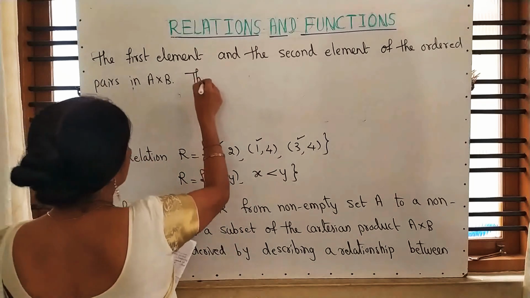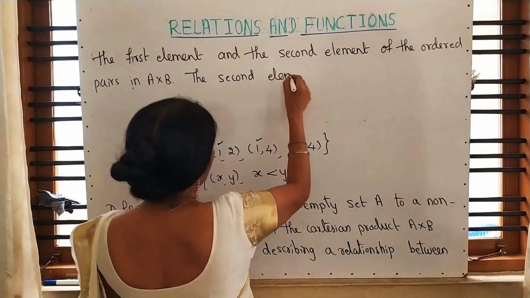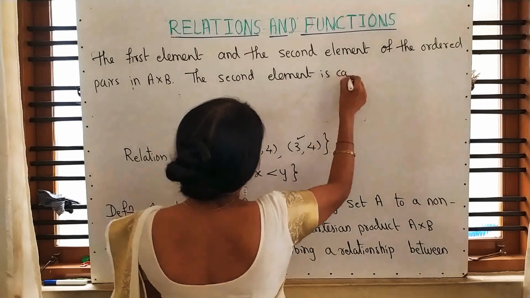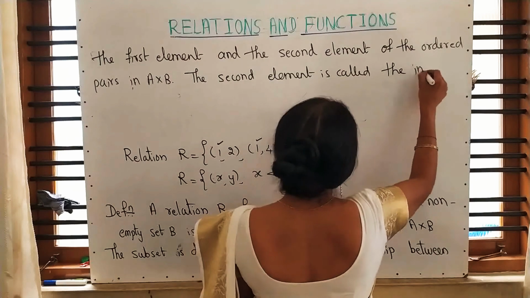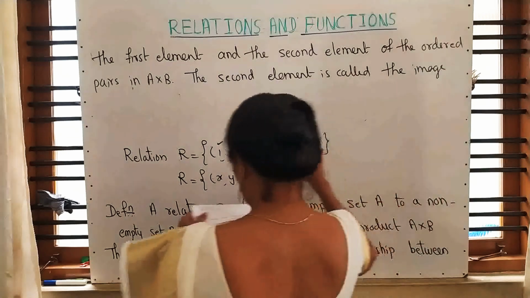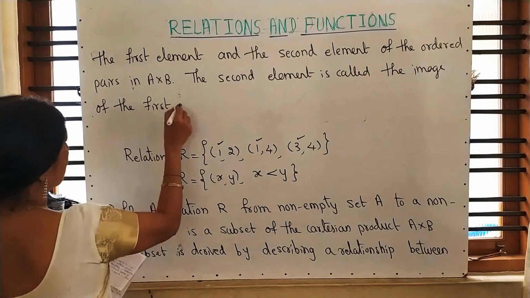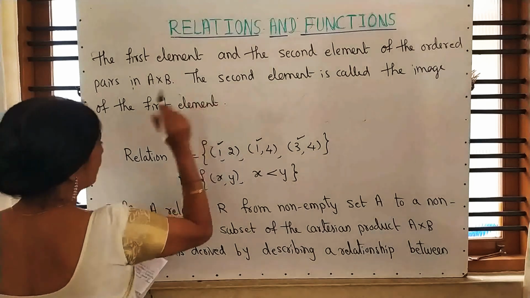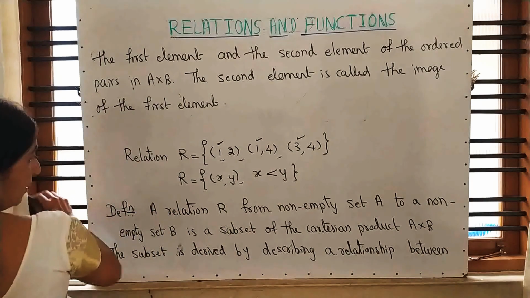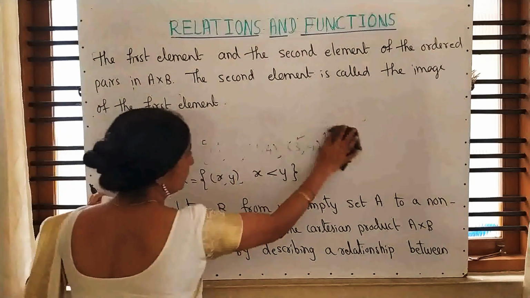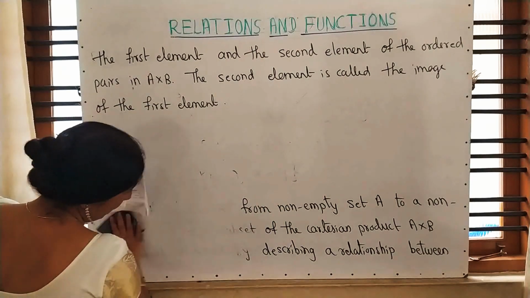The second element is called the image of the first element. See, 2 is the image of 1, 4 is the image of 1, 4 is the image of 3, like that. Now, is the concept clear? I will explain each and every concept again with the help of an example. Don't worry about that.